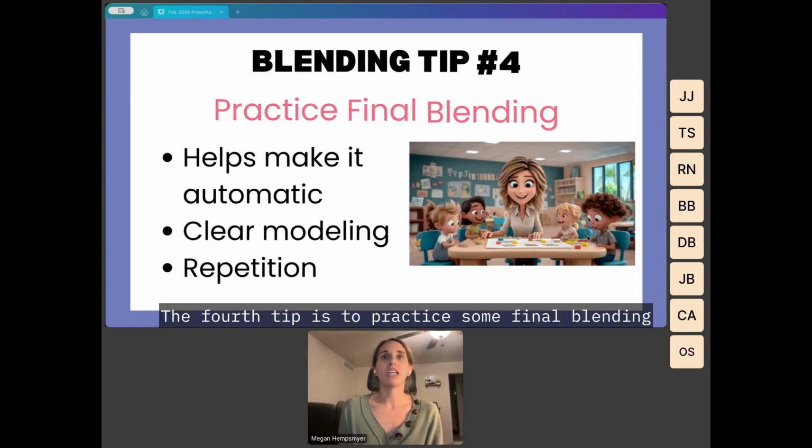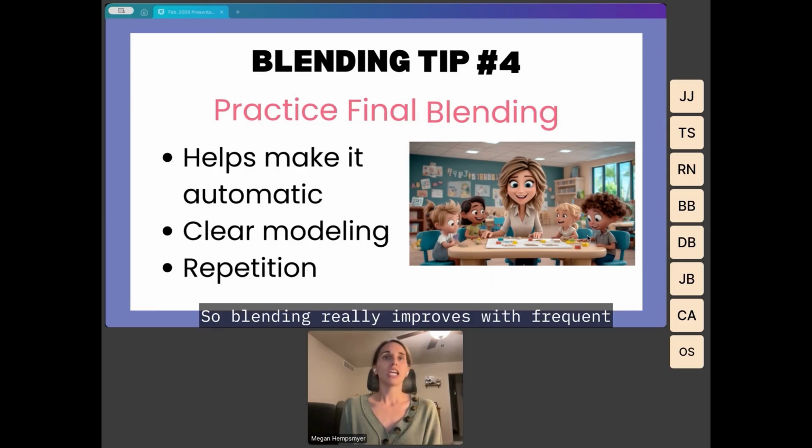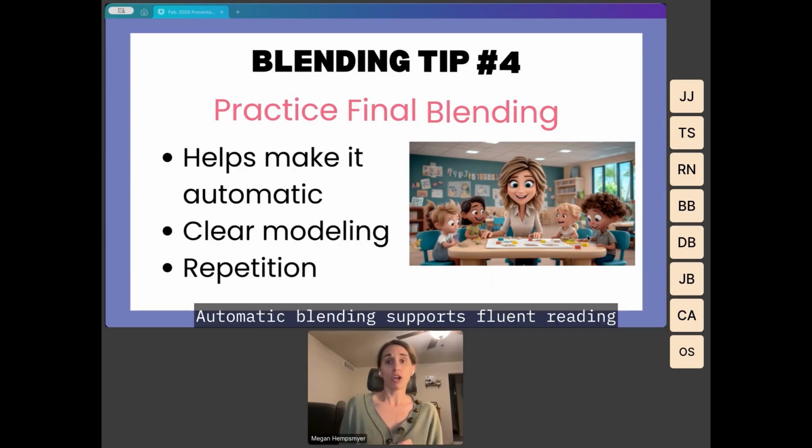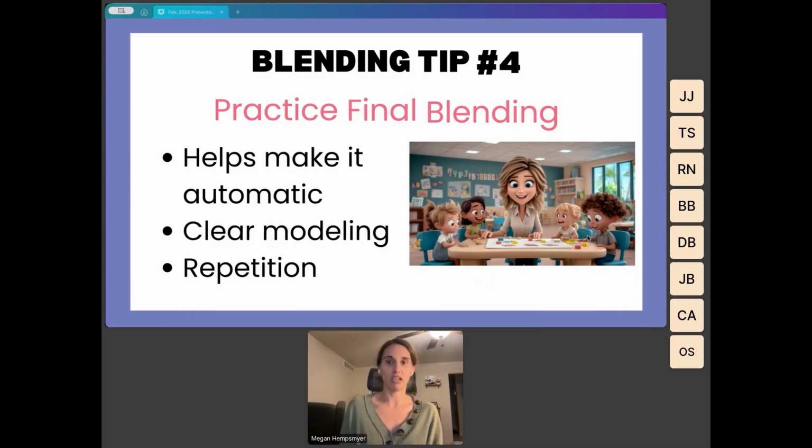The fourth tip is to practice some final blending. So blending really improves with frequent practice, clear modeling, and low stress repetition, which, as do most things that we're doing with our students when it comes to reading. Automatic blending supports fluent reading, which is what we know. And so final blending really involves combining those sounds incrementally.